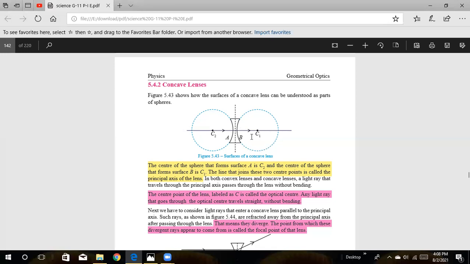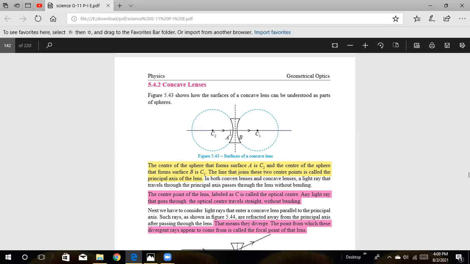The center of the sphere on the A side, A surface, is C2. And on the B side, B surface, another sphere, the center of this sphere is C1. Right? Here, join C2 and C1 to make the principal axis. Here, this is the principal axis.